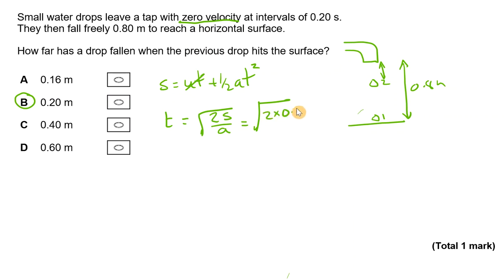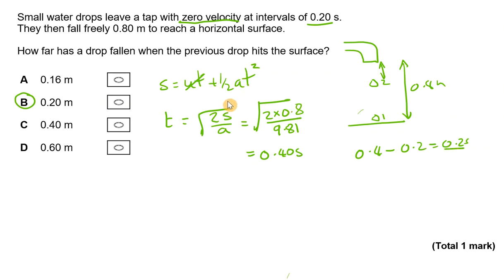The distance is 0.8 meters. The acceleration, we're assuming this is happening on Earth, is 9.8 meters per second squared. I'm going to get an answer of 0.40 seconds. So drop 1 is going to take 0.4 seconds to reach the surface. Well, after 0.2 seconds of that time, the second drop sets off on its journey. So that second drop will have been travelling for 0.4 minus 0.2, so 0.2 seconds itself.